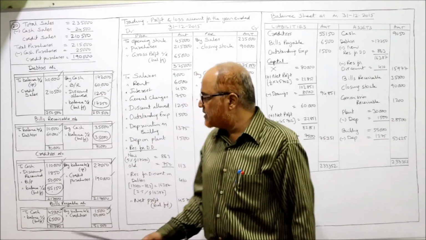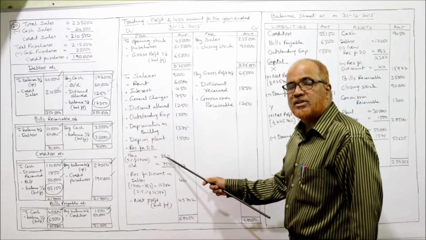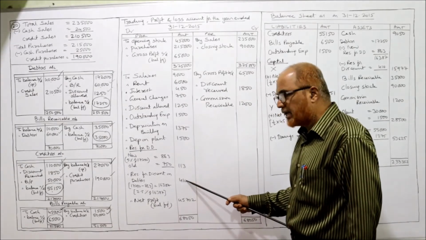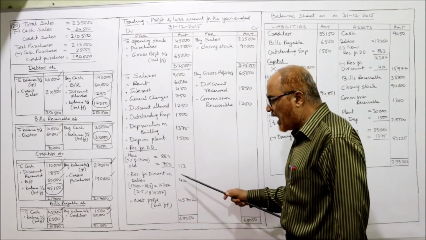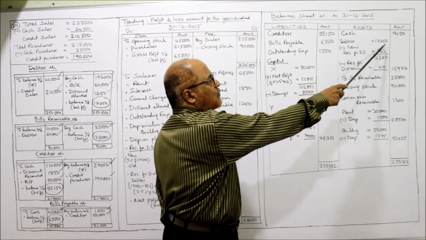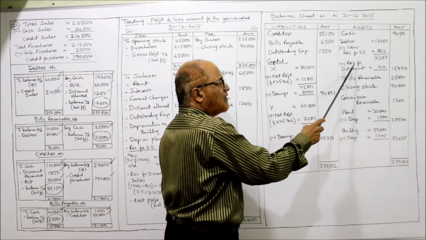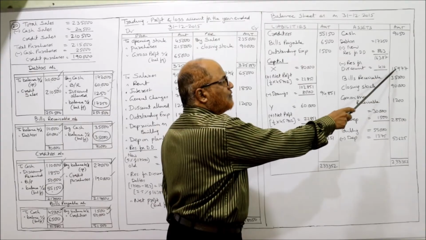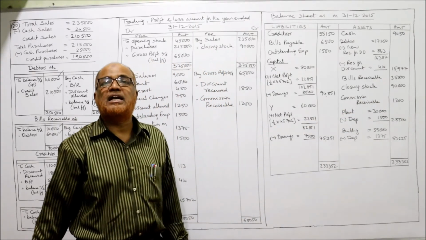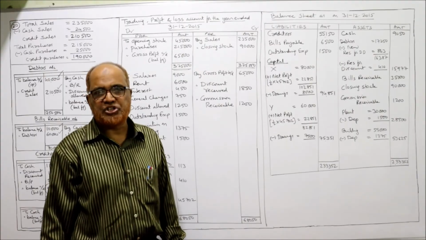How much is the new reserve? 863. And how much is the reserve for discount? 410. So 863 and 410 both should be deducted. So 17,250 minus new reserve for doubtful debts 863 deduct. Then reserve for discount 410 deduct. 15,977 is the debtors after deducting the new reserve and reserve for discount.